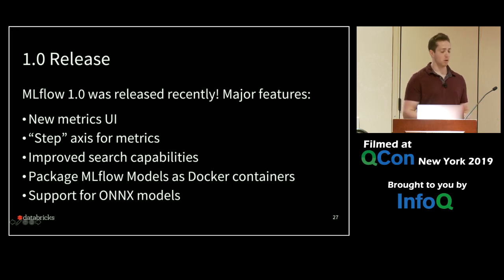Additionally, in MLflow 1.0, search has been greatly improved. You can search model training sessions based on attributes such as parameter values, metric values, a run start time, or user, for example. Additionally, 1.0 supports packaging MLflow models as Docker containers for deployment to platforms like Kubernetes. And finally, the last feature I'd like to call out, which is actually a community contribution, is support for the ONNX framework in MLflow via an MLflow flavor.